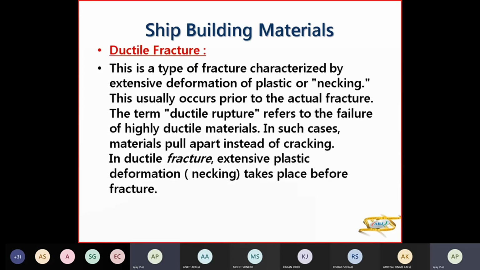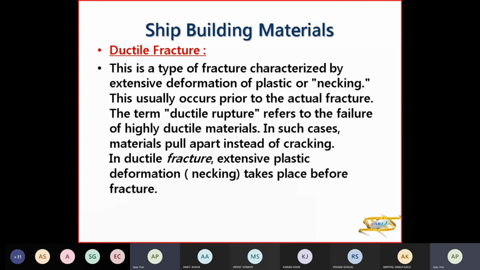Now we come to ductile fracture. Now this type of fracture is characterized by extensive deformation or necking. You're going to pull the material. So yesterday you have seen the movie that the material is being pulled and then it breaks at that point. That is necking.